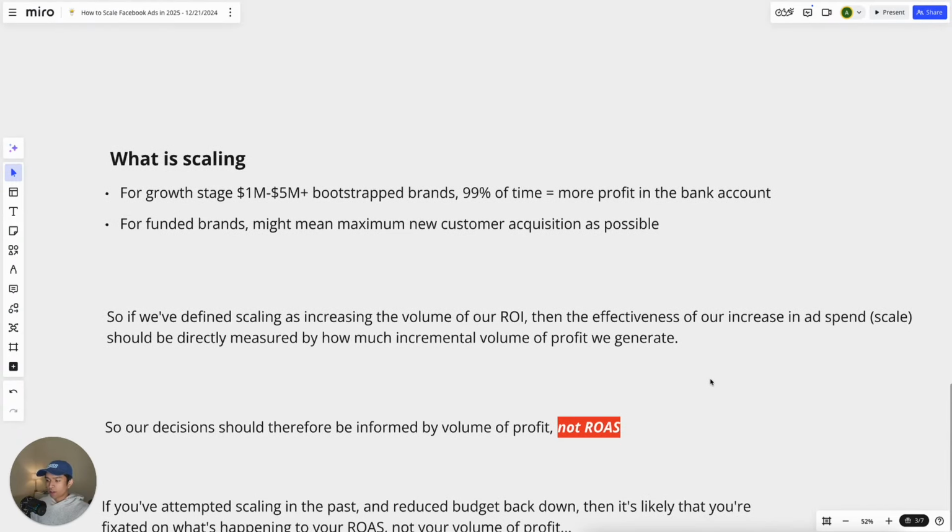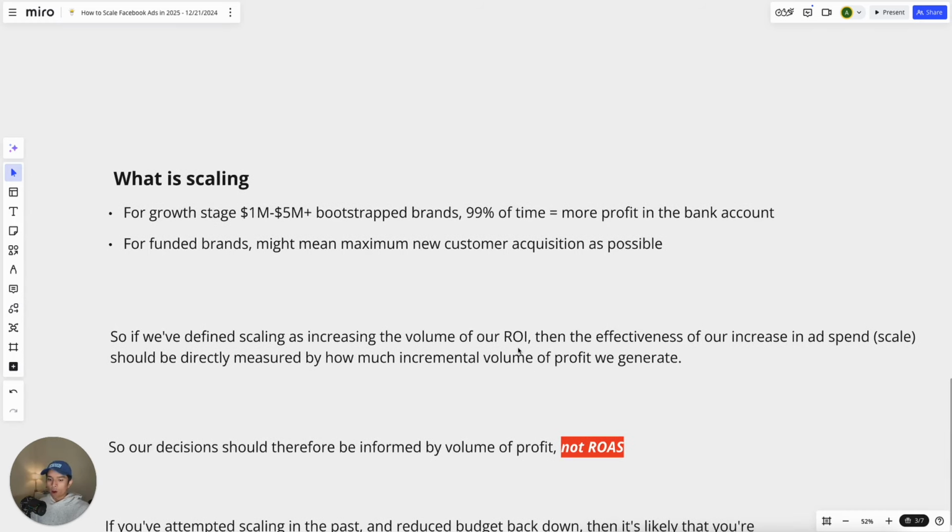So I have a bunch of different definitions here, and we'll talk through basically what that means. But I would say for most growth stage brands, so if you're in the $1 million to $5 million annual range and you're bootstrapped, meaning you've done everything yourself, you don't have any outside funding, 99% of the time, when you say you want to scale, it's typically because you want more profit in the bank account. And whatever you're going to do with that profit, there's a multitude of different things. Most commonly, people want to reinvest back into the business. They want to expand into new products. They want to be able to hire more staff and overall just turn the business into more of a profitable venture, which makes total sense.